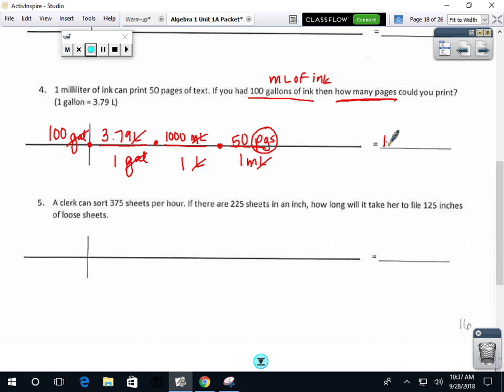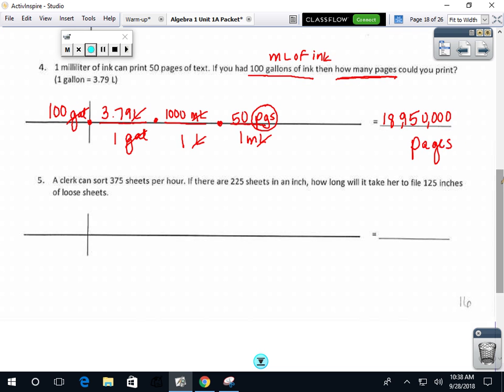Can anybody say it the right way? Okay, first write out the digits. Right, y'all are right. 18,950,000 pages. I heard you. That's how many pages you would be able to print if you had 100 gallons of ink. Yeah, it is. That's for like a company.